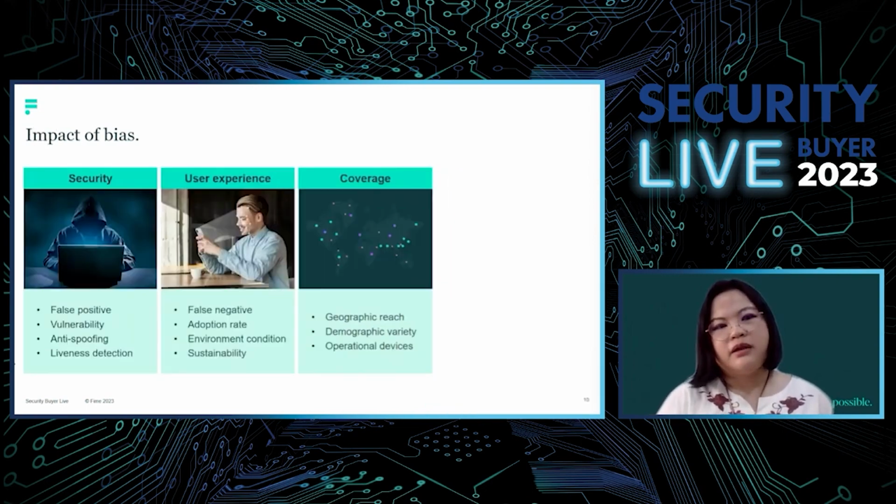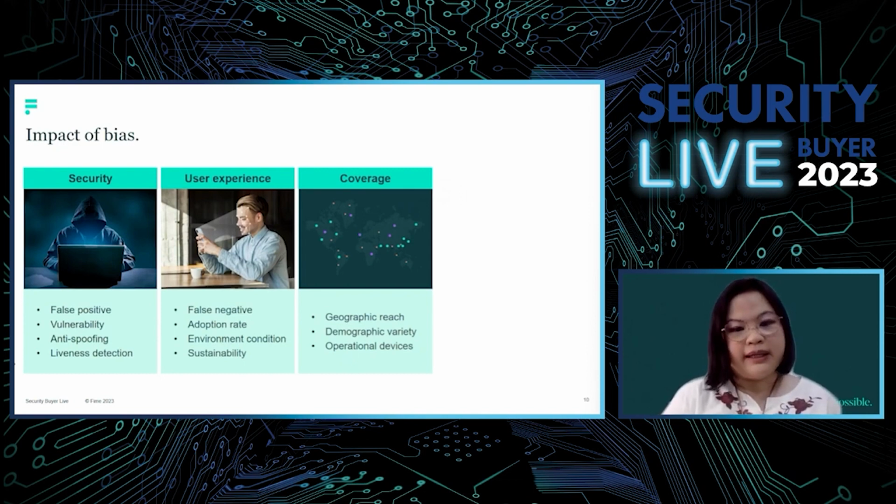And what kind of impact will the bias bring? First, we can see that it's security. False positives can be introduced when there are security concerns. If imposters get accepted as genuine users, it can introduce more vulnerabilities and also influence the anti-spoofing capabilities of the solutions. Of course, also liveness detection.